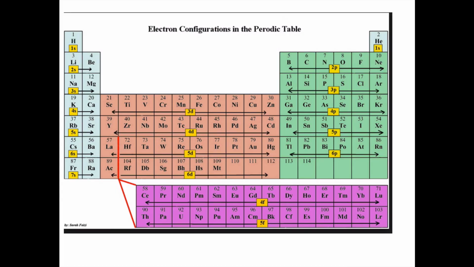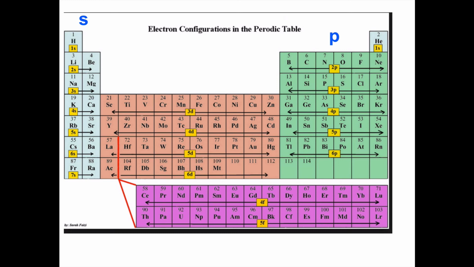Looking at this version of the periodic table, the way this is laid out is according to electron configuration. If you're in group 1A and 2A, this is where the S's fill. If you're over in group 3A, 4A, 5A, 6A, 7A, 8A, this is where the P's fill.